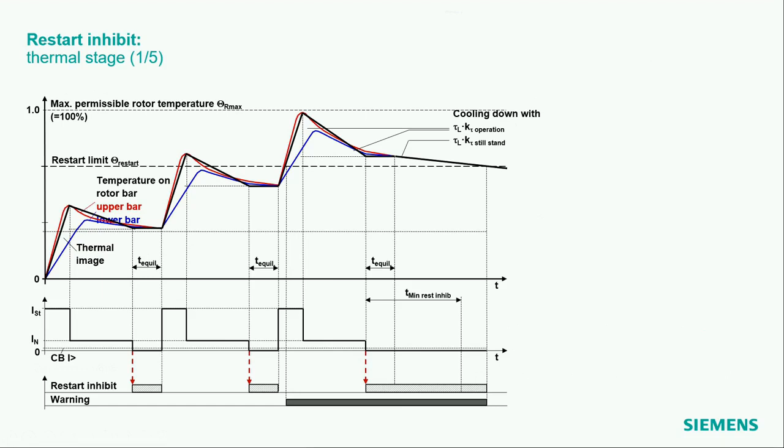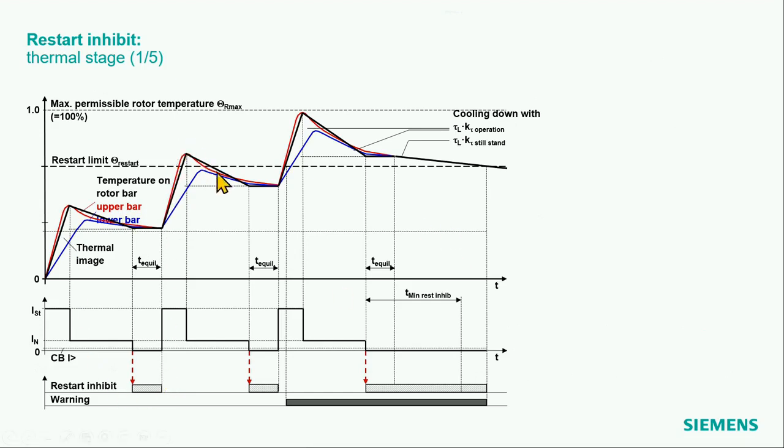And what we see here is this equilibrium time. This is a time, a setting, which is applied all the time when we switch off the motor. So it's a minimum time not to restart the motor, even if the temperature is not in a critical range here. And this is, again, to give the motor time to balance out the various temperatures here. So to make a kind of balancing out, I think we can call that equilibrium time.